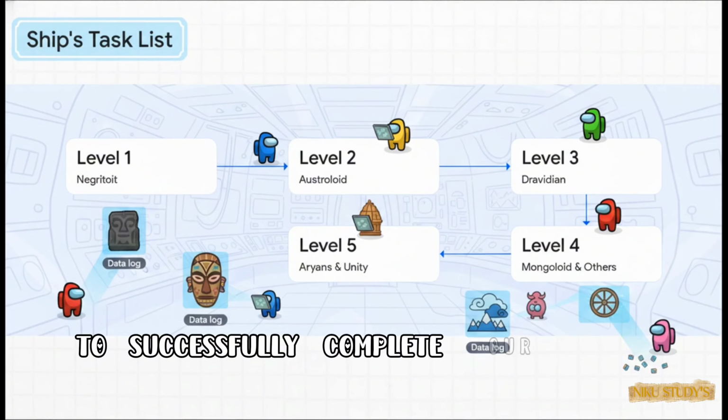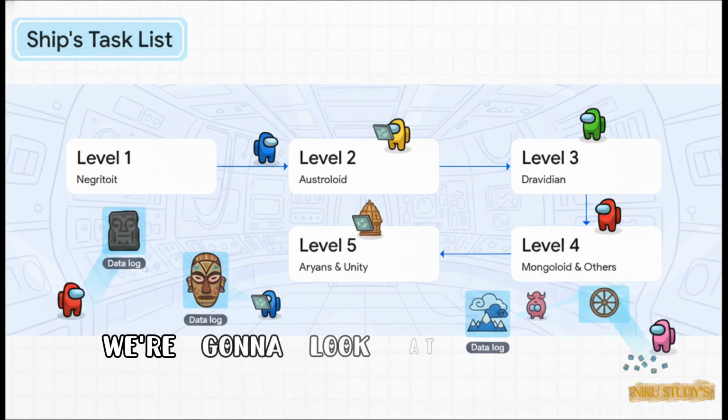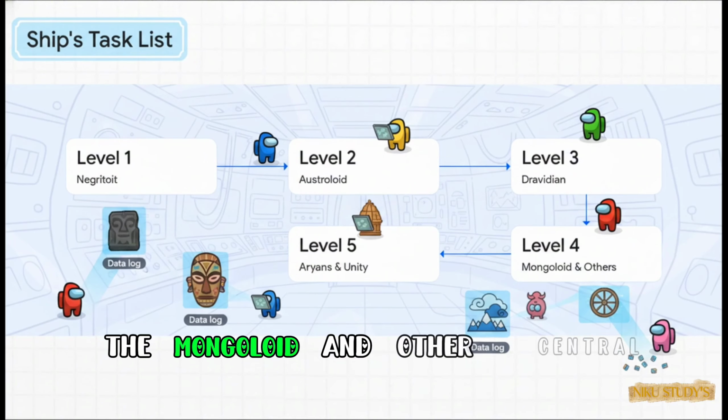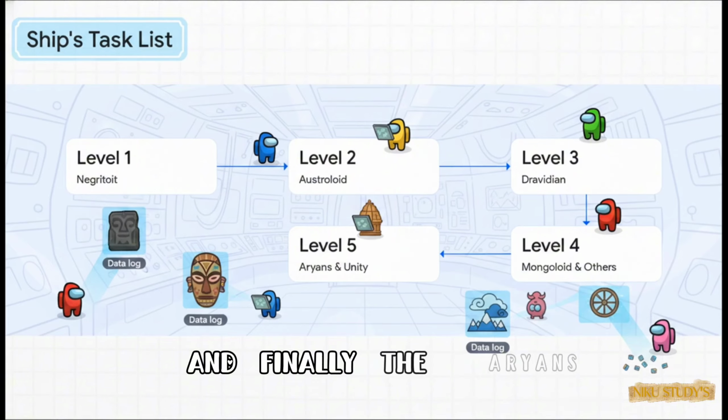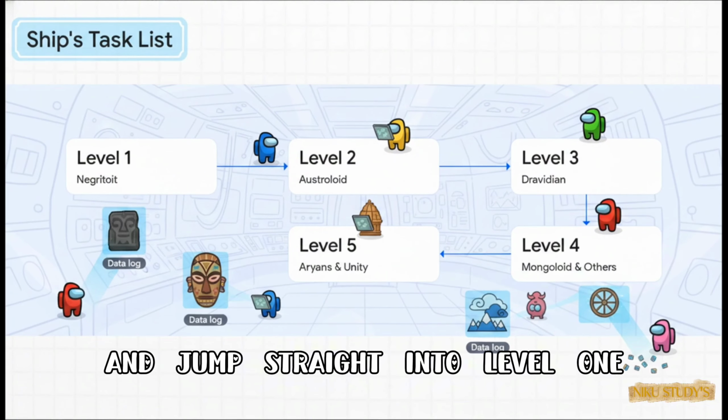To successfully complete our mission today, we've got 5 crucial data logs to scan. We're going to look at the Negroito, the Austroloid, the Dravidian, the Mongoloid and other central migrants, and finally, the Aryans. Let's not waste any time and jump straight into Level 1.